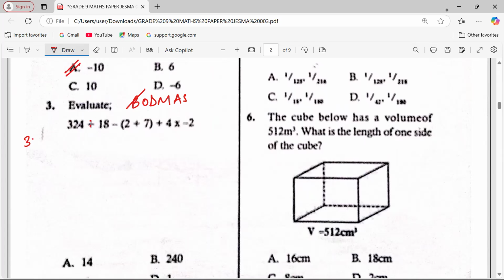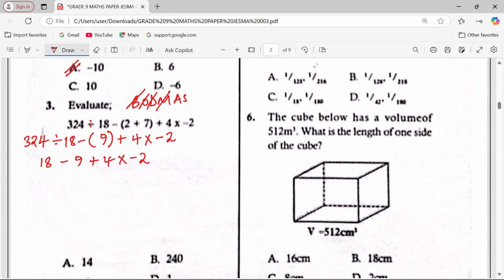Therefore, we'll have our 324 divided by 18 there, then minus. Now, inside the brackets, we have 2 plus 7, and that gives us 9. Then we have to add 4 multiplied by a negative 2. We continue working out. We don't have of in this case, but we have division. So we take 324 and divide it by 18. So 324 divided by 18 gives us 18. Then now we have to subtract 9 and we add 4 multiplied by negative 2.